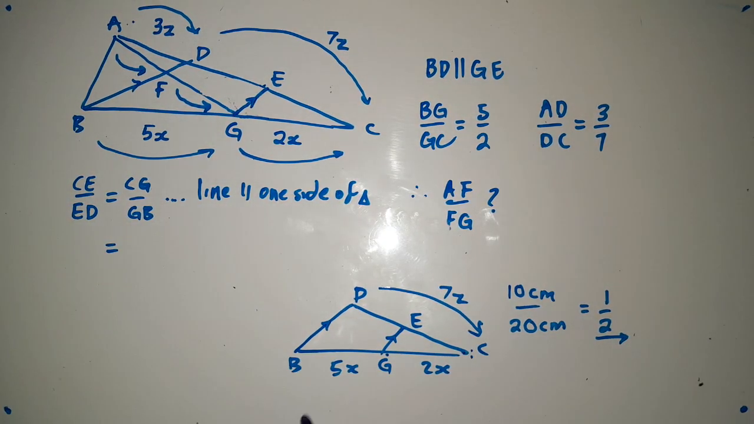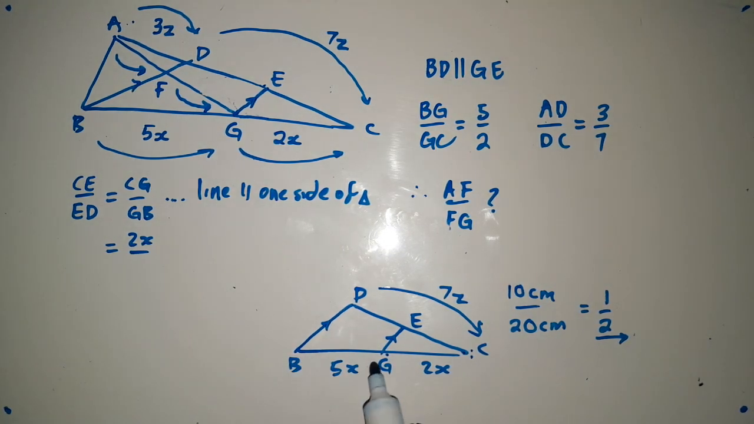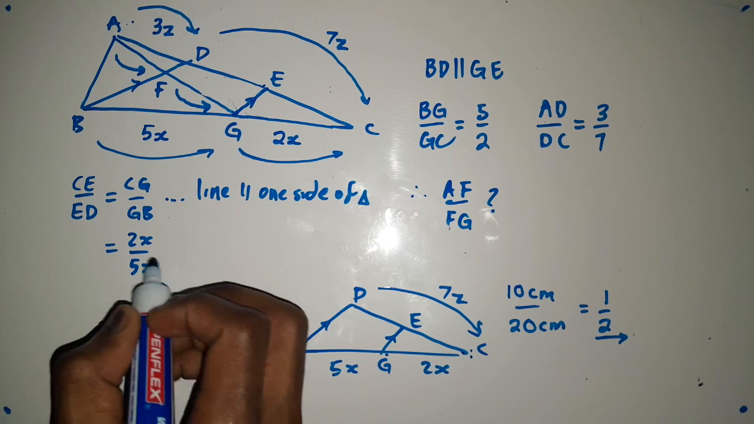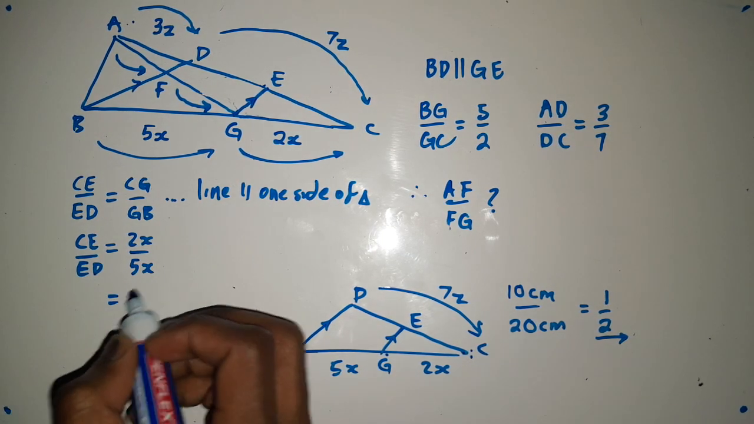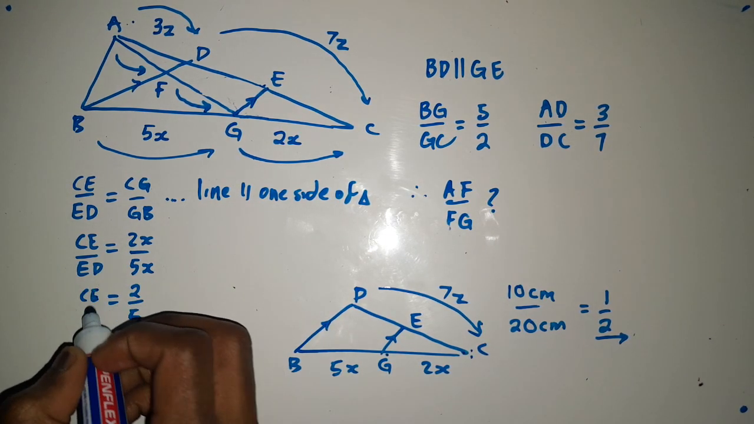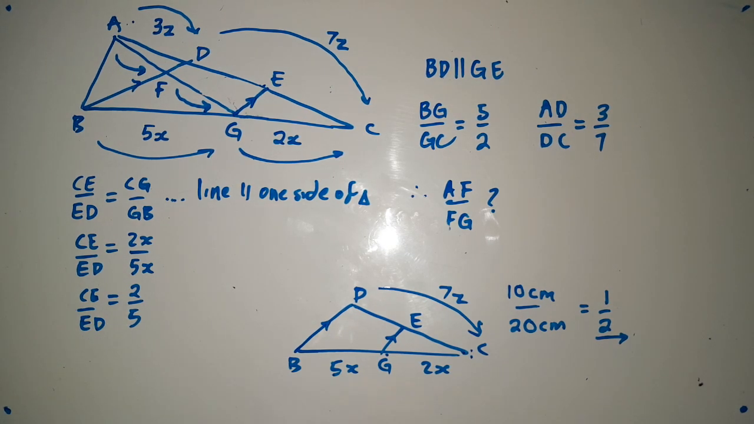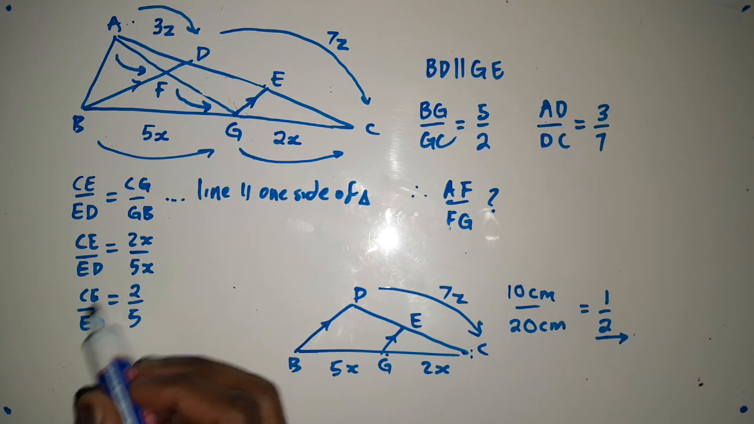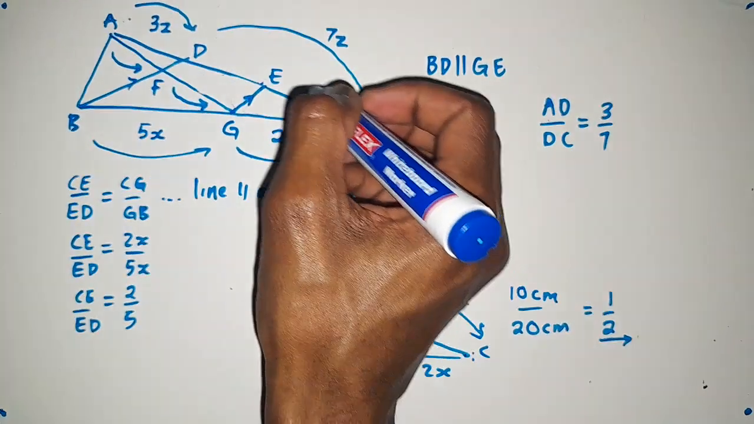Do we have CG? Yes, it's 2x. This one is 5x. G and B, it's 5x, like this. Then we have CE, we have ED. Eventually, this one's going to be 2/5. CE over ED. Bear this in mind. This is the ratio.